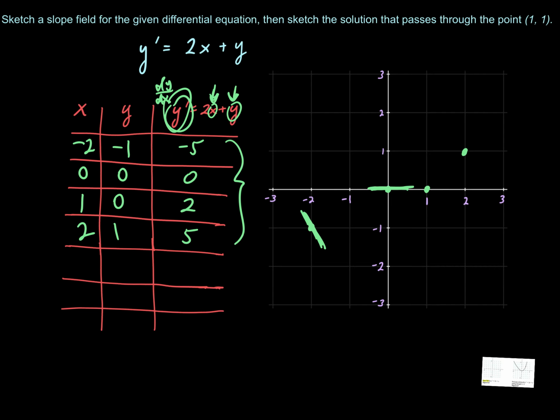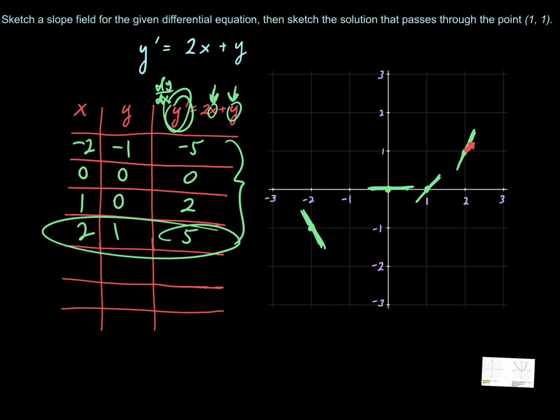What about the next one, 1 comma 0? We have a slope of +2. Well, +2 is not going to be as steep as -5, right? I mean, it's going the other direction, but just make it less steep than -5. And the 5, well, this one right here, at 2 comma 1, we have a slope of 5, so make it look steeper than the 2 you just drew, right? We just drew a slope field, okay?